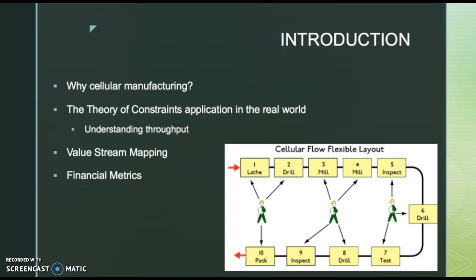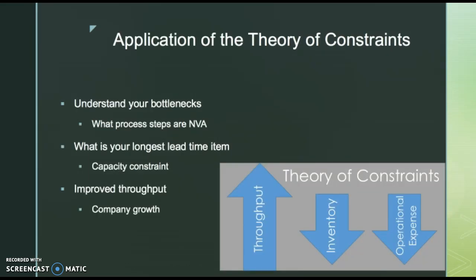In this presentation, I'll specifically dive into 3 critical tools utilized in order to best understand a process performance in the machining of product. Therefore, I'll focus on this theory of constraints, value stream map, and then financial metrics applicable to operations specifically. The specific areas of the theory of constraints that I found most impactful are understanding your bottlenecks, identifying your longest lead time item, and improving throughput in order to meet demand.